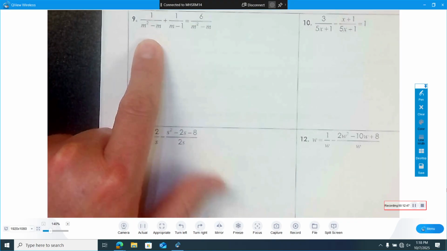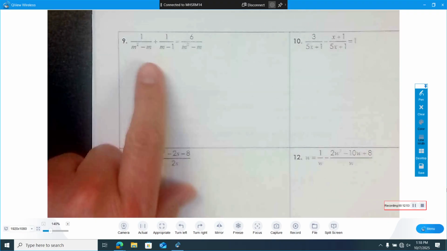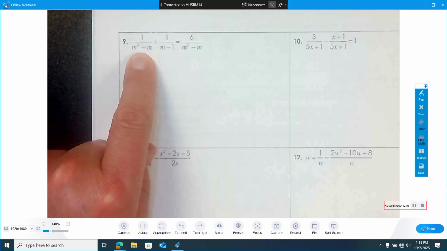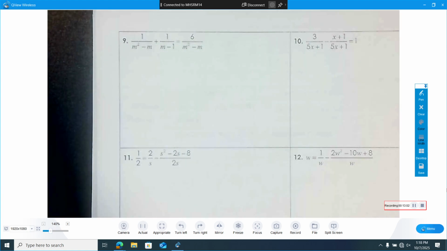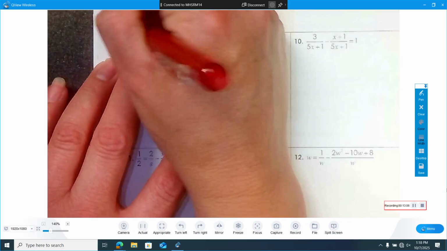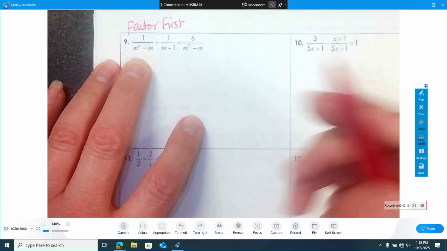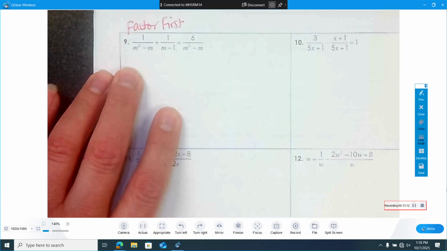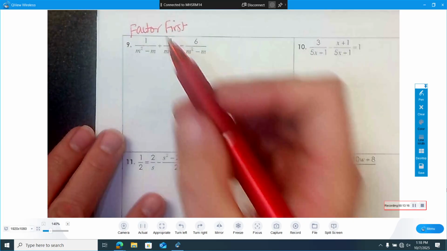Up here, these are not monomials. This is a binomial in the denominator. 2 terms in the denominator. These, we can use the make a match technique, but we must factor first. All right, so I'm going to factor my denominators and then make all of them match once they're factored.